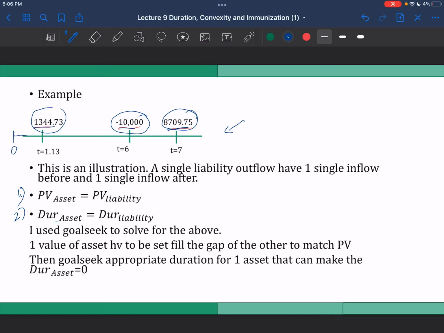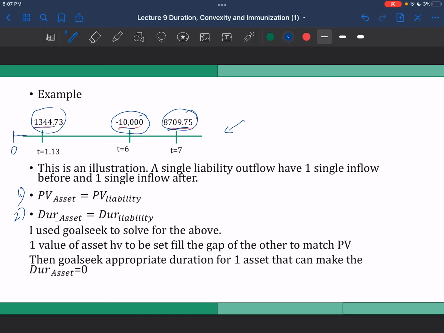Okay, I actually use Goal Seek to solve for the above. It doesn't matter how this is done. I just want to show an example of how a fully immunized position will look like. But if you see, it is very localized at this time. At other times, you have to redo this process again and again and again.